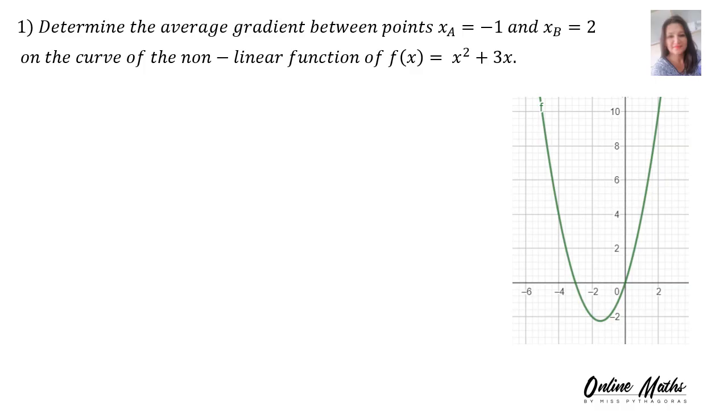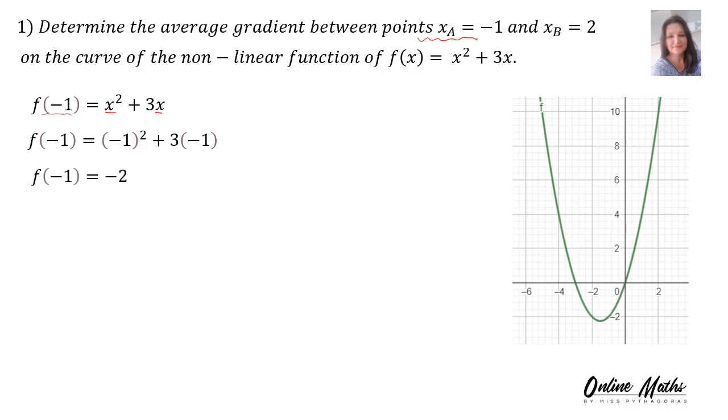Now to work out the average gradient, we need an x and a y coordinate. So we will start with this A. xa is negative 1. That means the x coordinate at A is negative 1. And to work out the corresponding y coordinate at A, we will substitute into the function's equation, f(-1). So this means everywhere where you see an x, you will substitute negative 1. So therefore it's negative 1 squared plus 3 times negative 1, and we find the corresponding y coordinate is negative 2. Therefore, A's coordinate is the point (-1, -2).